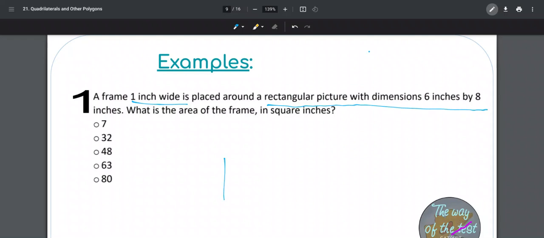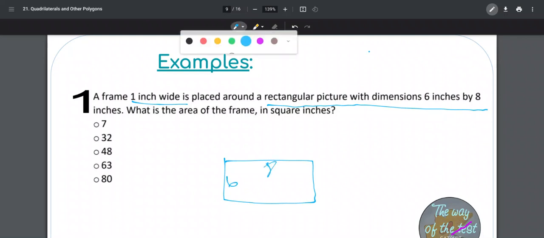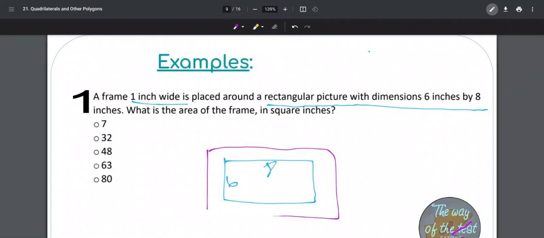So I have my rectangular picture. So this is 8 times 6, 6 times 8. And around this, I place a frame, right? That is 1 inch wide. And then the question is, what is the area of the frame? I just want the area of the frame. I don't want the area of the rectangle.